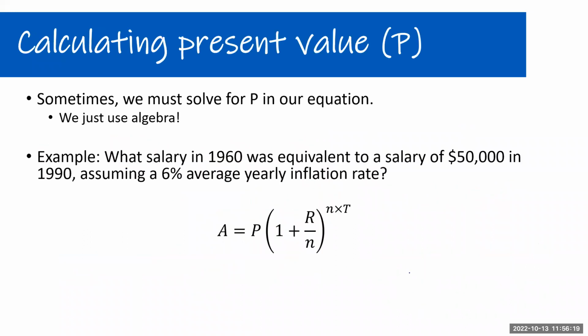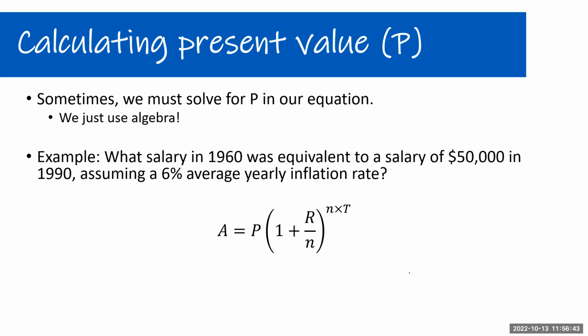Okay. Now, sometimes we don't want what it's going to be worth at the end of the period. We want to know how much we need to invest on the front end to have that amount at the end of the time. So for example, what salary in 1960 was equivalent to a salary of $50,000 in 1990, assuming that there was an inflation rate of 6% per year?